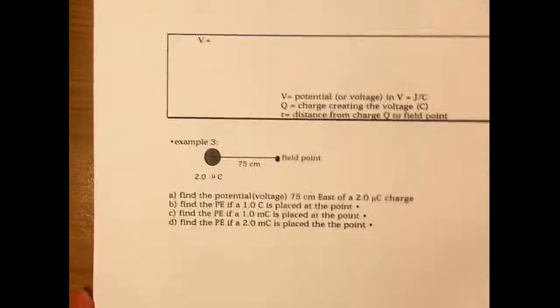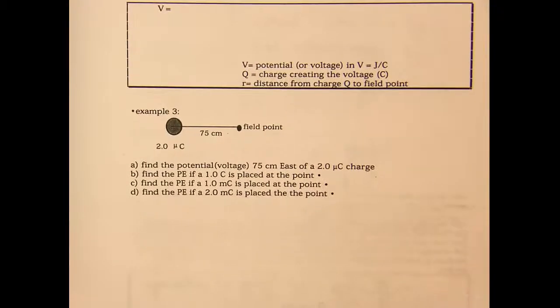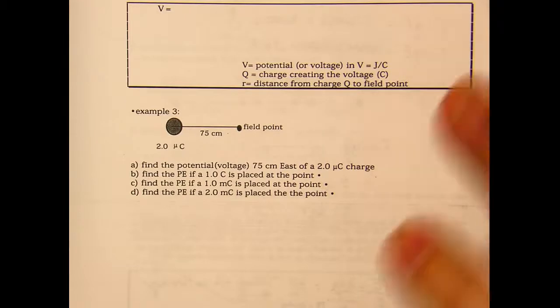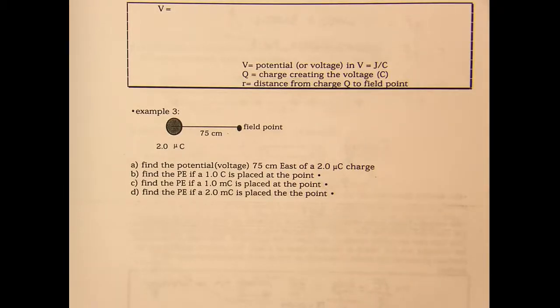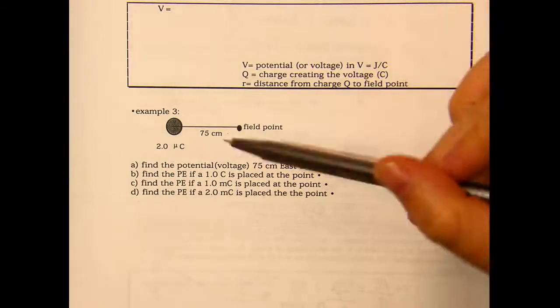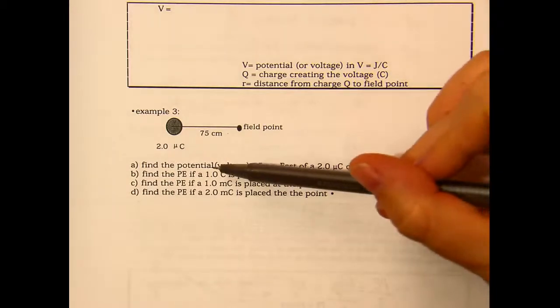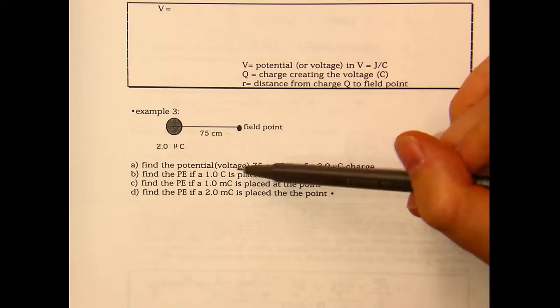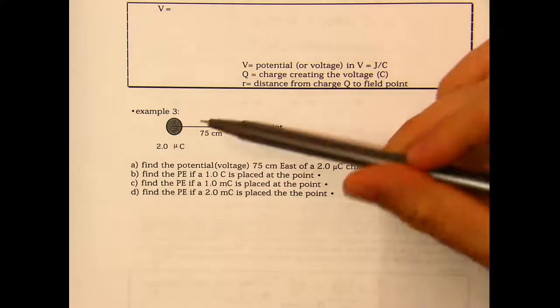We'll jump ahead to example 3. The concept here of voltage is one of those things that it's almost easier to just accept and then learn how to use as you go. At least that's what I found. So we want to find the potential, also called voltage, 75 centimeters east of this charge.